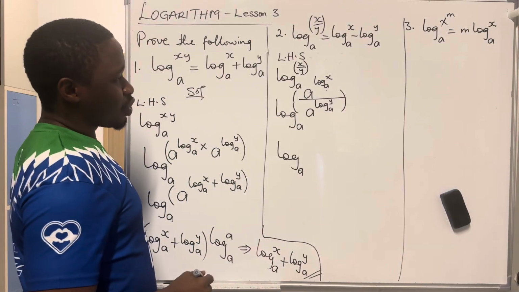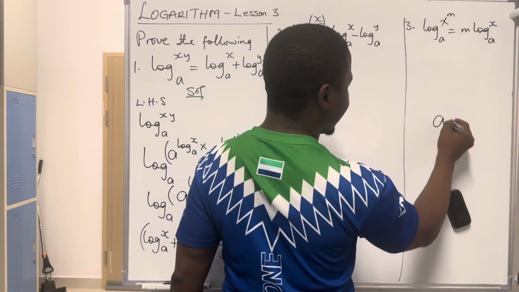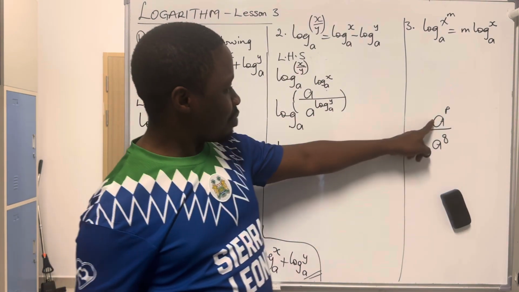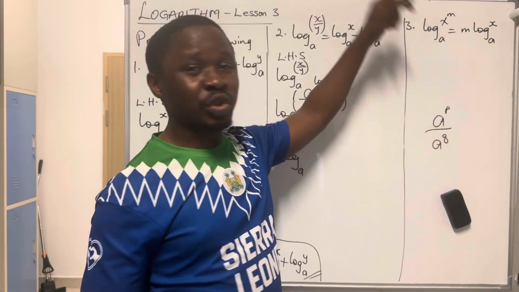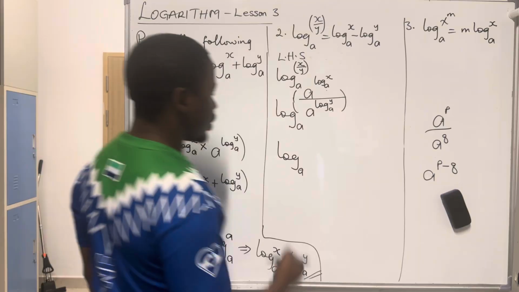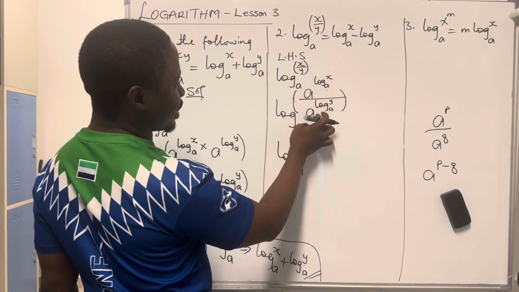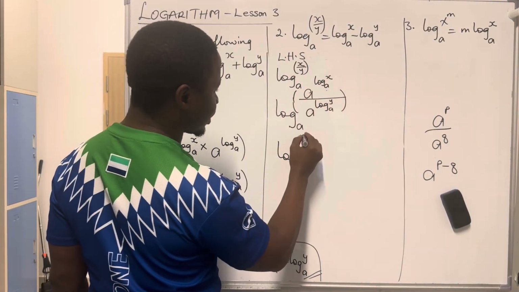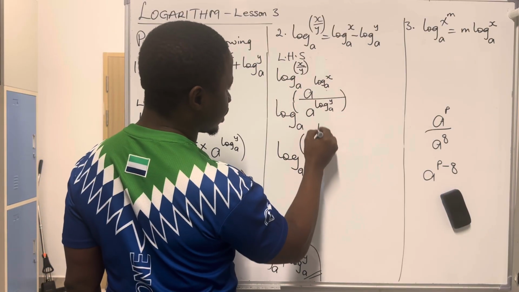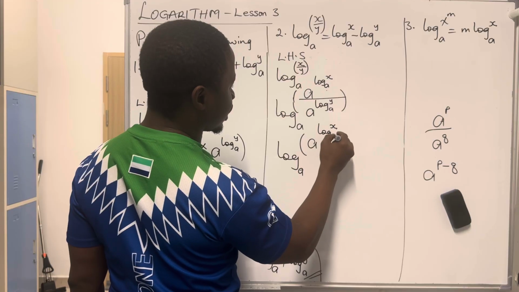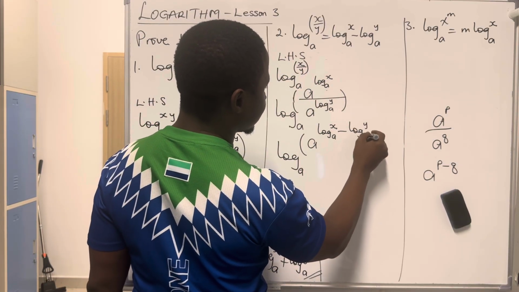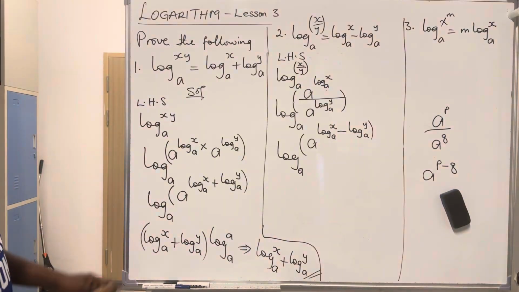So what happens if you have a to the power p over a to the power q? It means the bases are the same. For division, we subtract the powers. So a to the power p minus q. So here again is the same. Base a, division. So we take one base, which is a. Now this one has log x base a, this one goes up, minus log y base a. Okay, so we are here now.